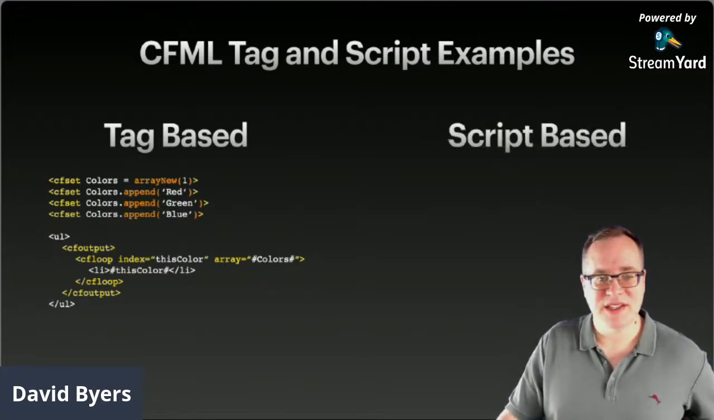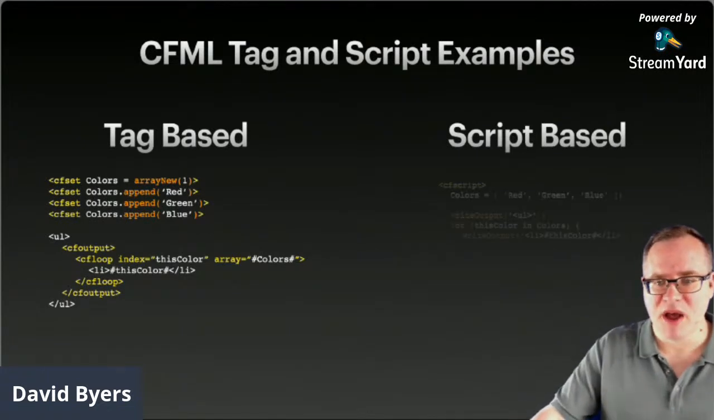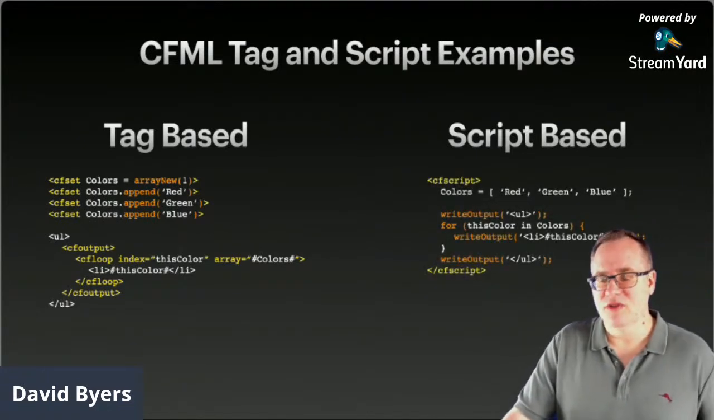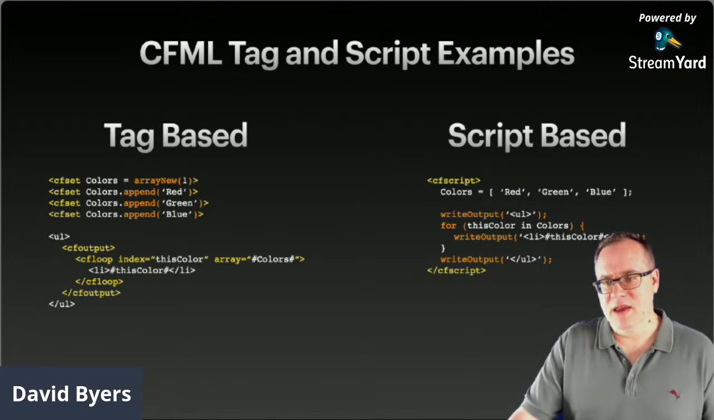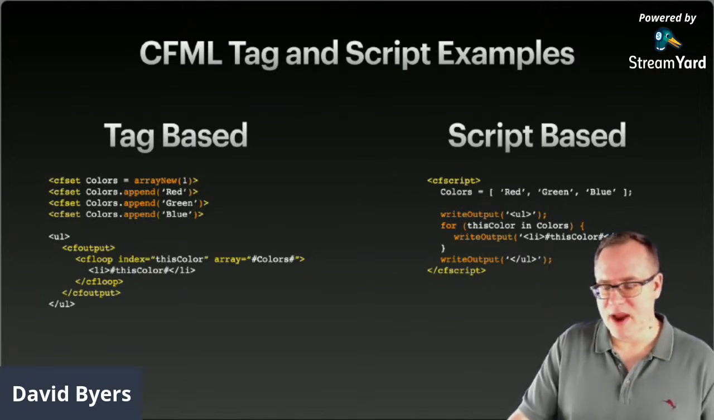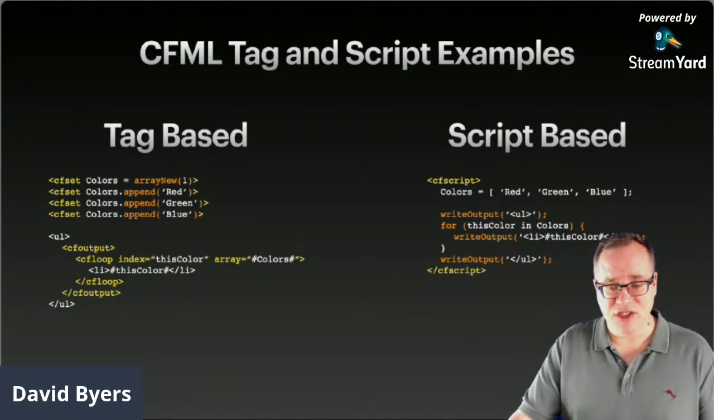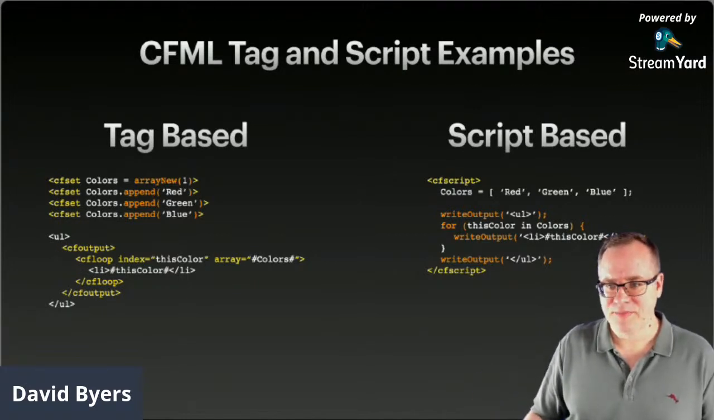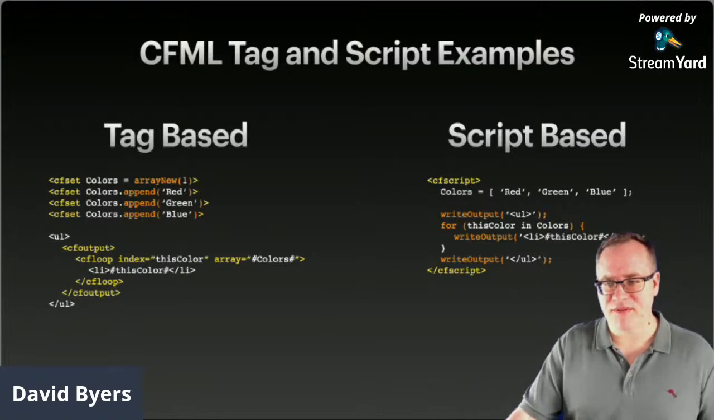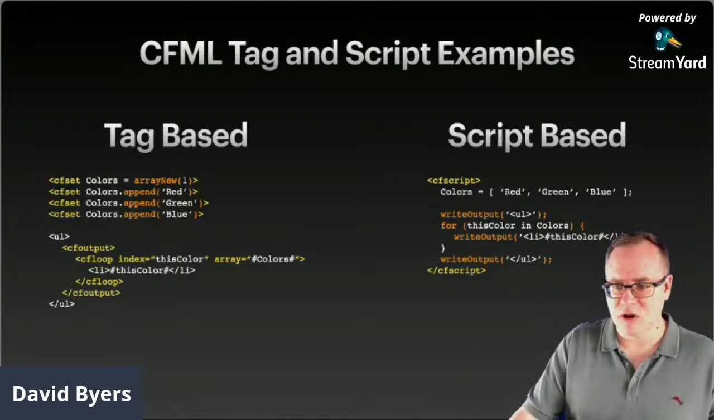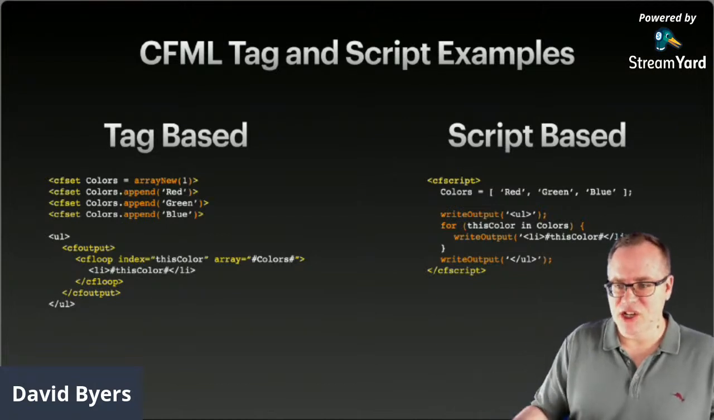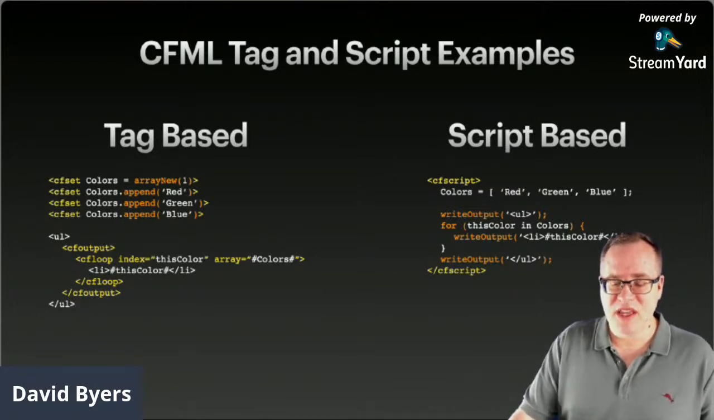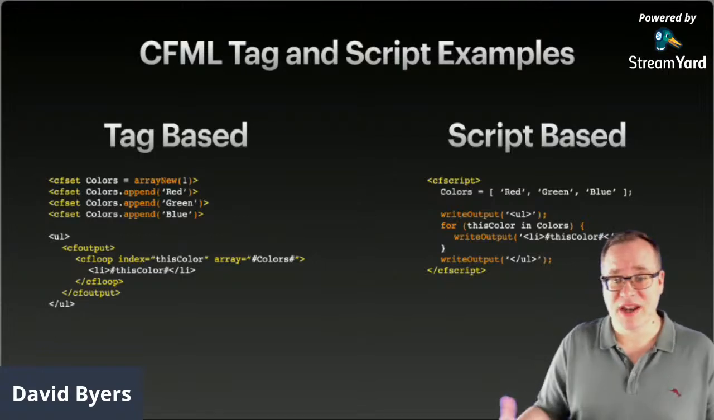Looking at a script-based example, and I'm going to throw a little bit of a curveball in there. I'm going to use JavaScript notation to create the array. So I'm creating an array of colors and adding values to it all at the same time. Then I'm going to use the write output function to write my unordered list tag. And then I'm going to loop over it and output each of the bullet points. Both of these blocks of code do exactly the same thing, but they're written in different ways.